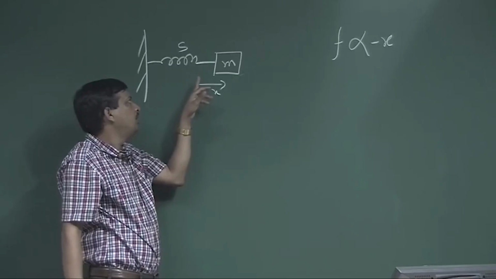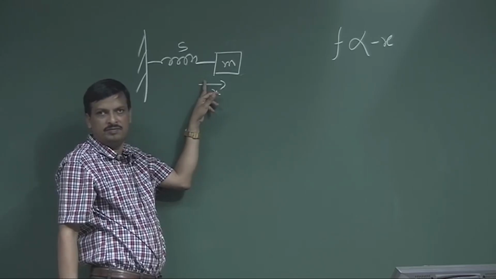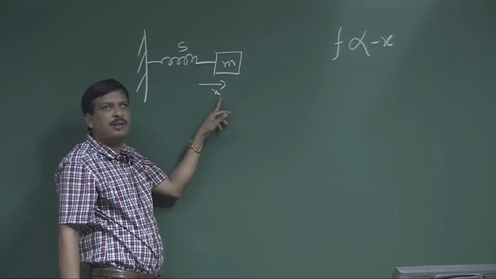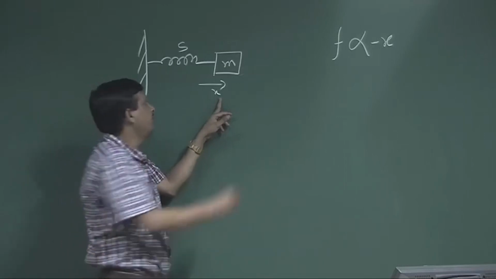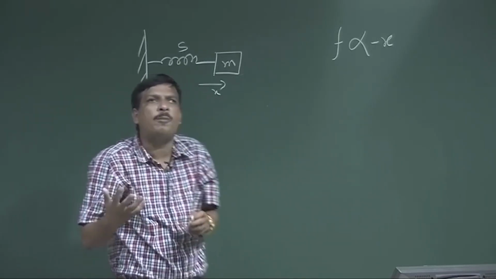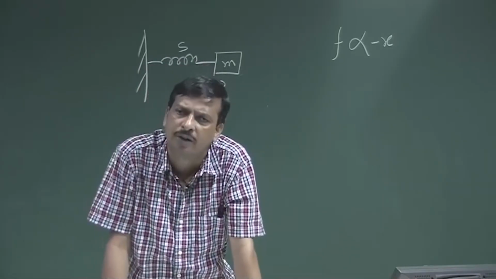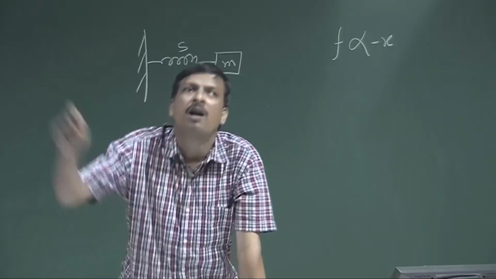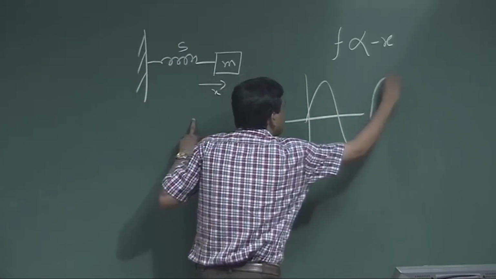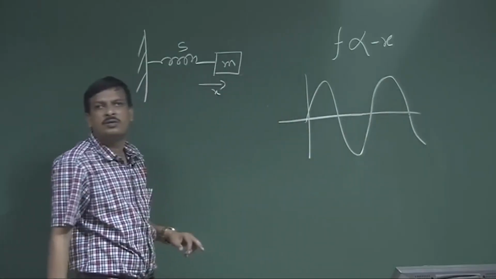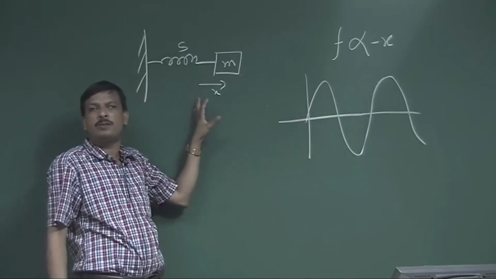This oscillation is called simple harmonic motion. The displacement x of the mass follows a simple harmonic motion. That means the displacement of the mass should be in the form of a sinusoidal function, cos omega t. What is omega? Omega is nothing but the frequency. That is why it is called simple harmonic motion. So, it has a frequency and a constant amplitude, and there is no external force applied to the system.